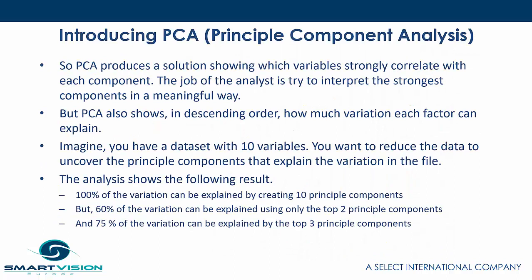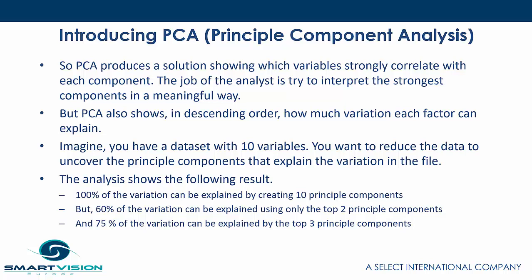It produces a solution showing which variables strongly correlate with each component, and in many ways the job of the analyst is to try and interpret the strongest components in a meaningful way. But it also shows in descending order how much variation each factor or each component can explain. So imagine if you have a data set with 10 variables and you want to reduce the data down to uncover the principal components that explain the variation in the file. The principal components analysis will run and it will produce 10 principal components. And those 10 principal components, representing different combinations of the original 10 variables, will explain 100% of the variation. But that rather defeats the point of it, where you're trying to actually reduce the dimensionality.